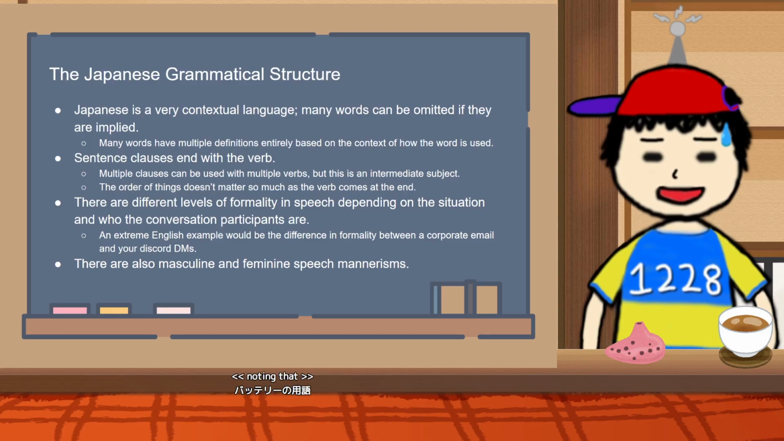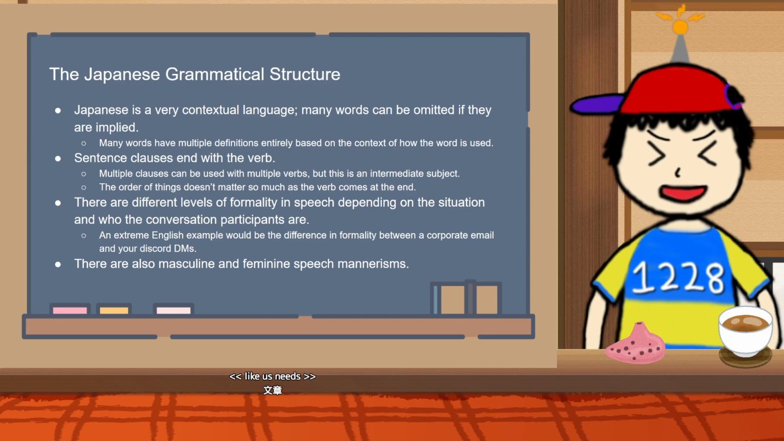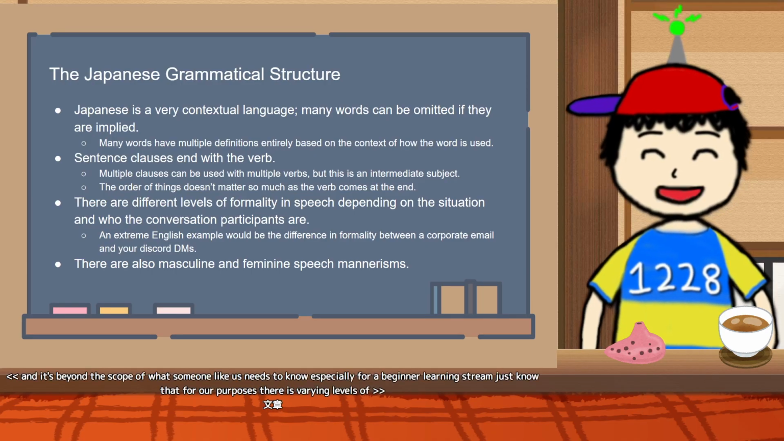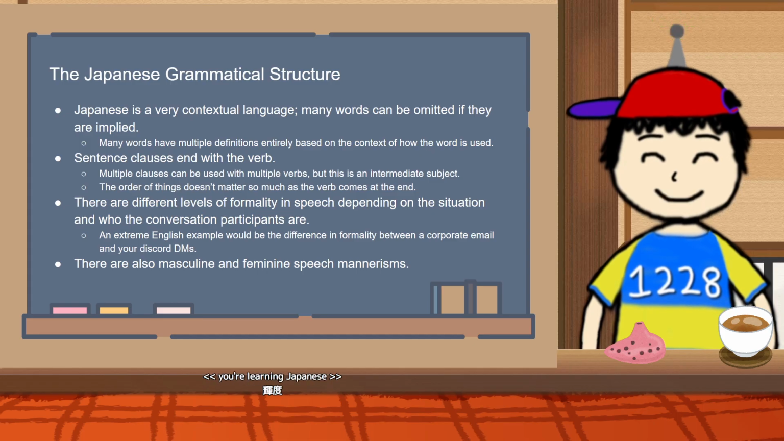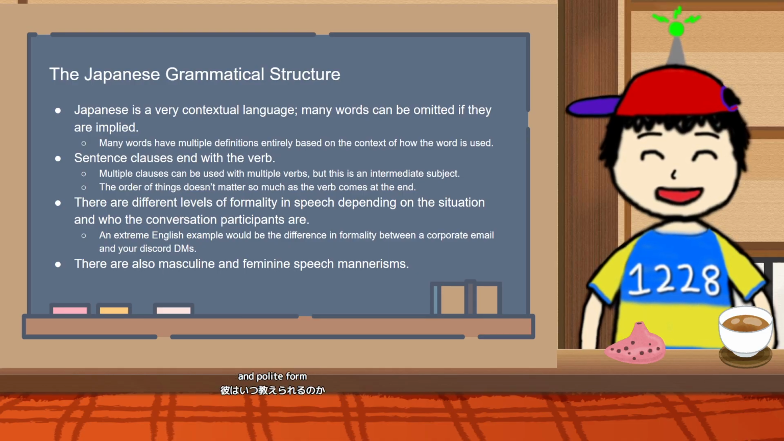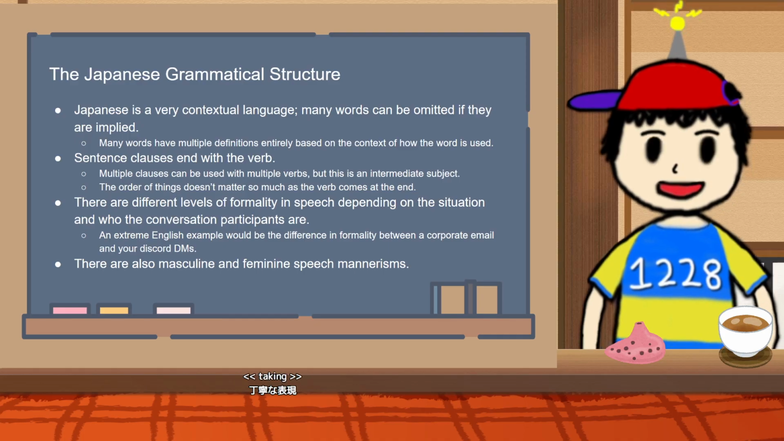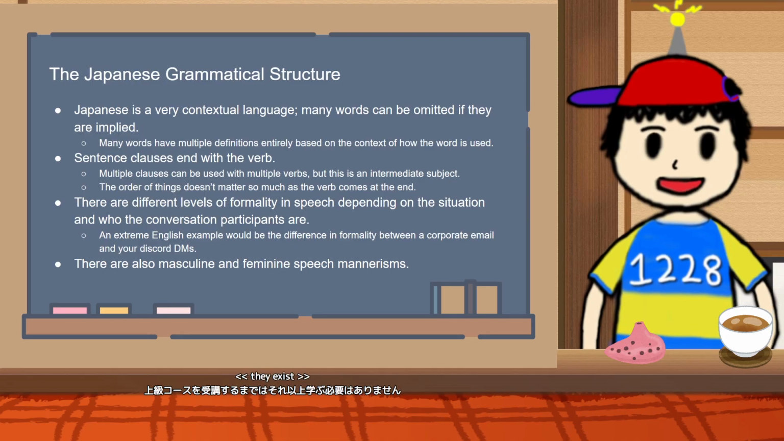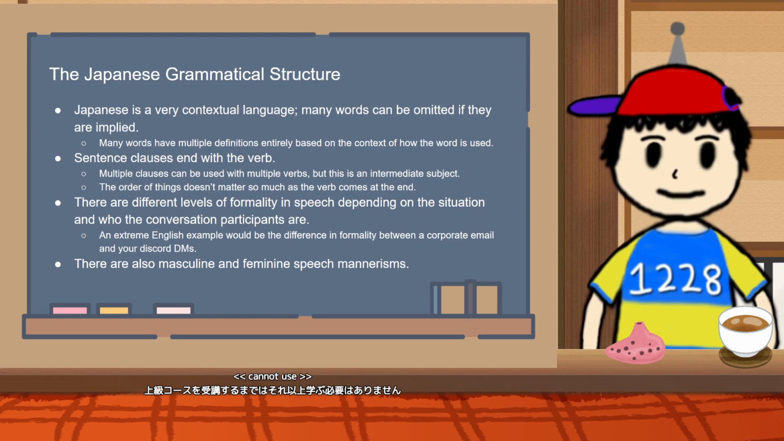It is worth noting that there are some advanced polite dialects that are exclusively for business contexts, and it's beyond the scope of what someone like us needs to know, especially for a beginner learning stream. Just know that for our purposes, there are varying levels of politeness, and when you're learning Japanese, the two levels you will be taught are dictionary form and polite form. You don't need to learn any more than that until you start taking advanced courses, I would assume. I know they exist, but I have not yet had to learn any of those advanced things. I can recognize one when I see it, but I myself cannot use them.